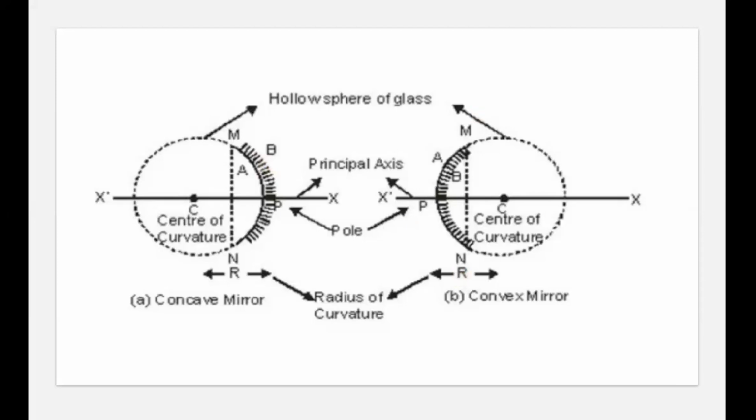There are a few terminologies that are appearing in this slide. The first and foremost is center of curvature. Then we can see principal axis. Definitely, if you see the principal axis, it is the same for both of them, whether it is a concave mirror or a convex mirror. Then we have pole. Then we have radius of curvature. So now students, what we will do is we will see each and every term that is coming in the slide in detail.